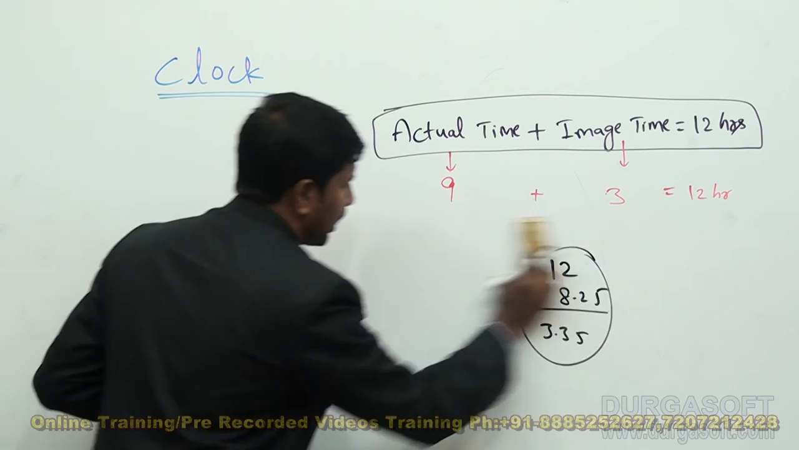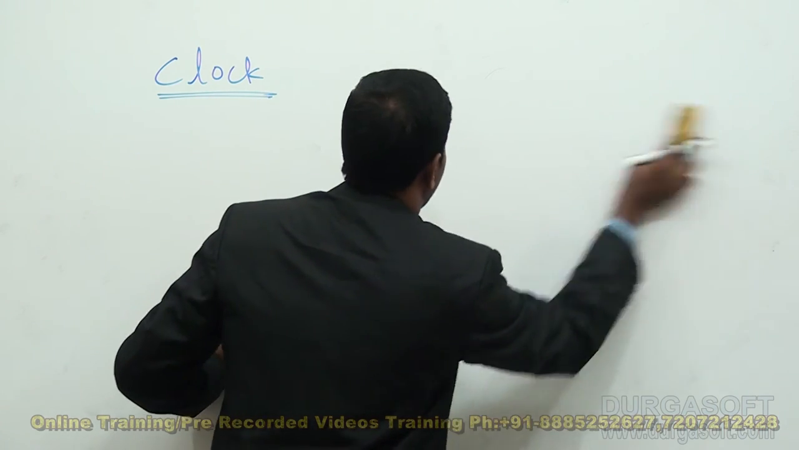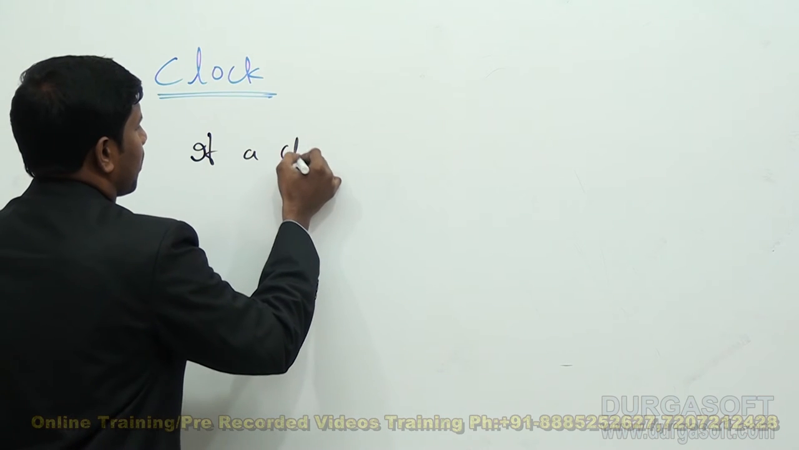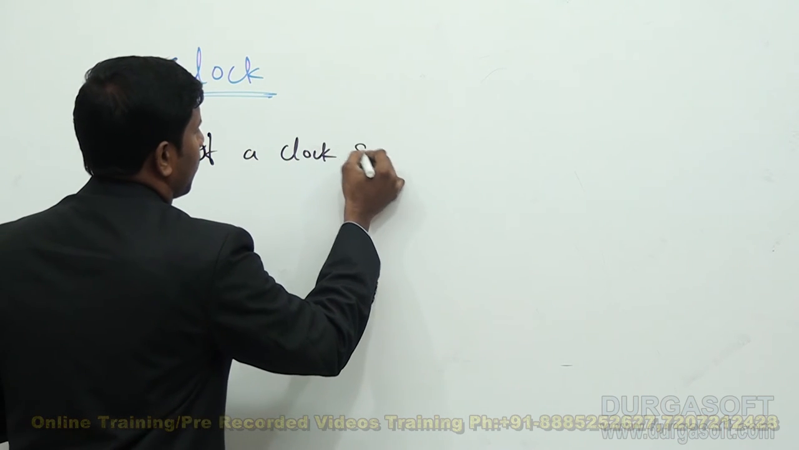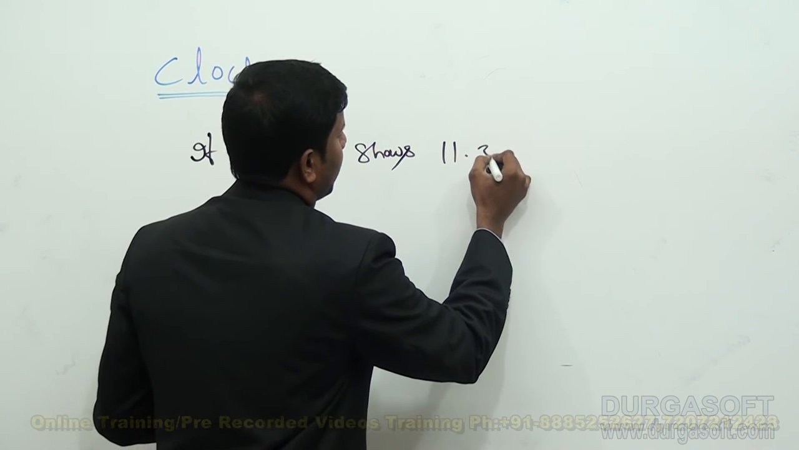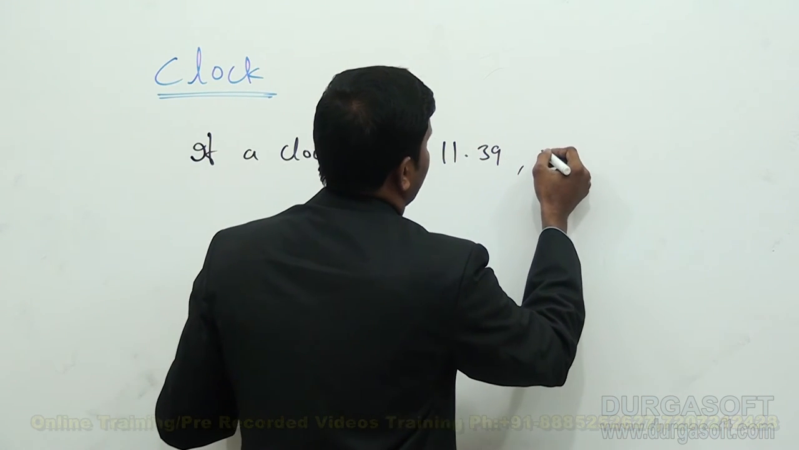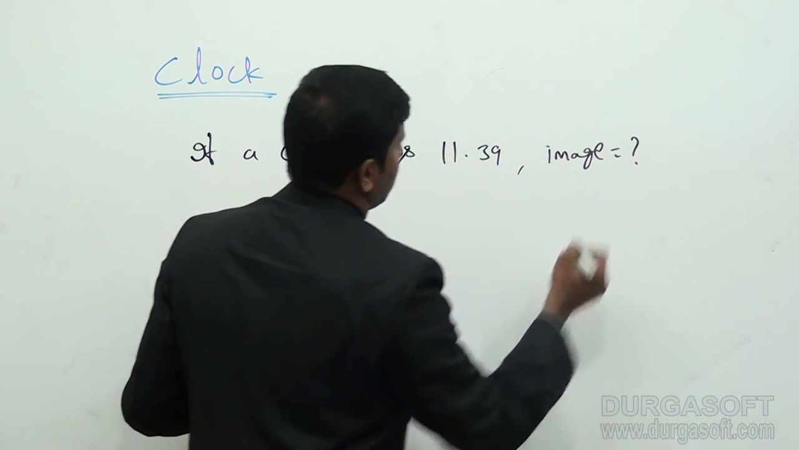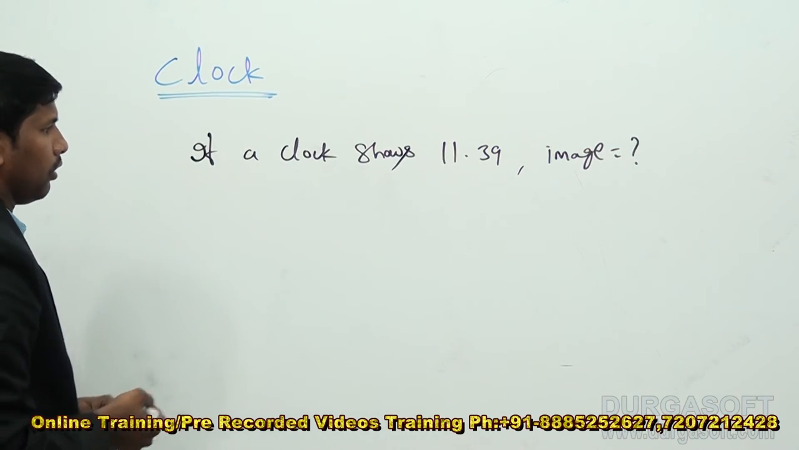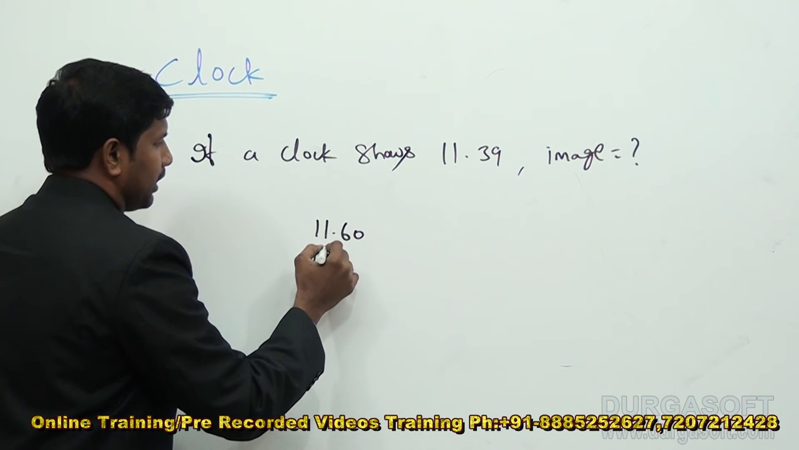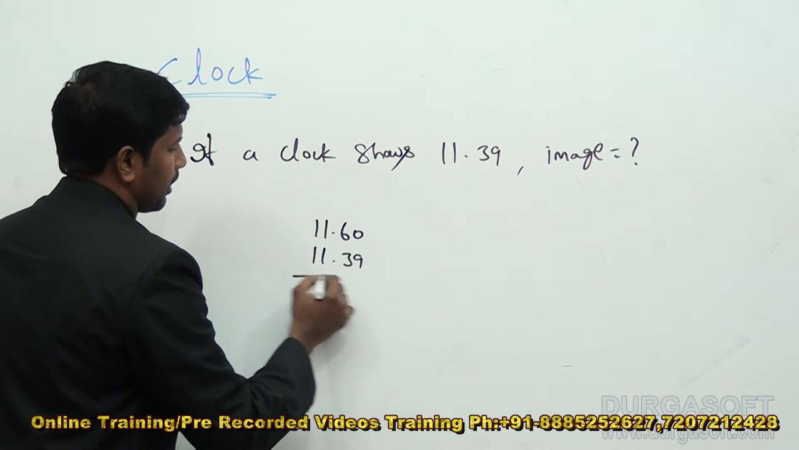Suppose let me take one more example. If a clock shows 11:39, then what will be the time in the image? So simply we know that it should be subtracted from 11 hours 60 minutes, and it is 11:39.